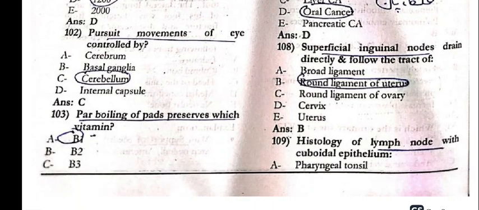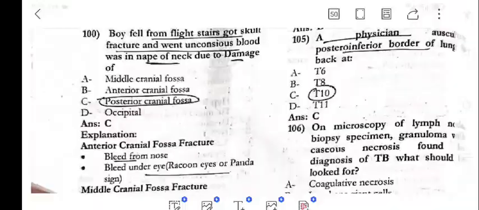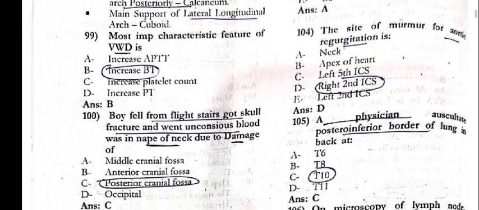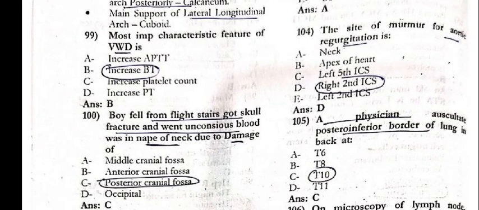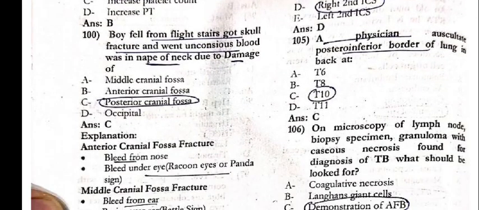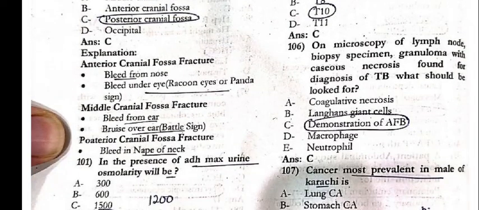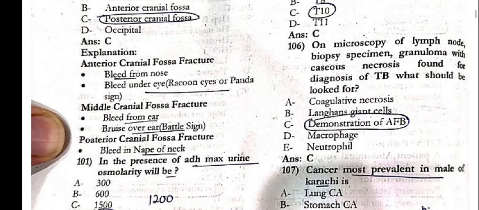Next, 103, beriberi, preserved with vitamin B1. Next, 104, the site of the murmur for aortic regurgitation would be the right second intercostal space. 105, the physician auscultates the posterior inferior border of the lung in the back at T10. On microscopy of the lymph node biopsy specimen, granuloma with caseous necrosis is found for the diagnosis of TB.